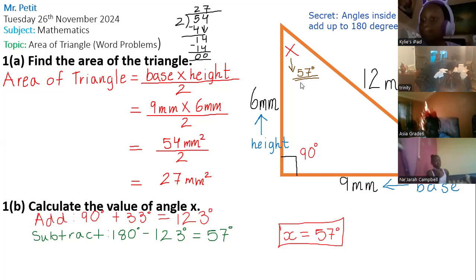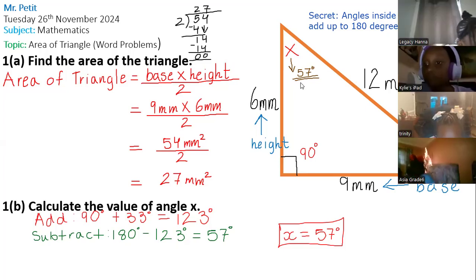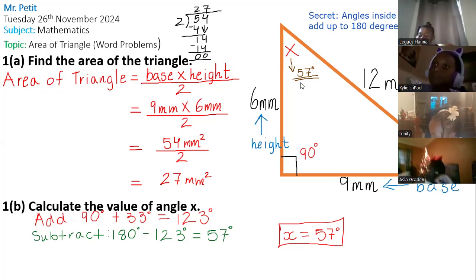I don't understand 1A. Oh, 1A, all we do is multiply 9 times 6. We get 54. And then we divide it by 2 to get 27. What I want y'all to do is take a picture of this and send it to me.